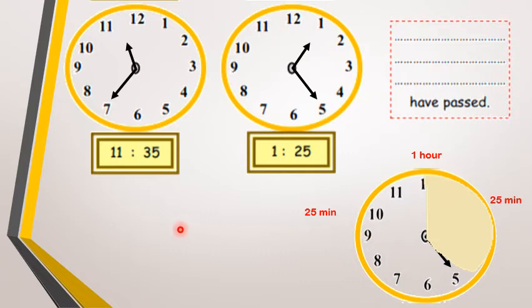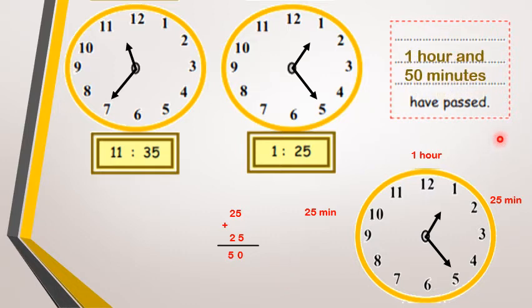So let's calculate the minutes passed. I will add 25 plus 25. 5 plus 5 is 10, so I put 0 and carry 1. 1 and 2 is 3. 3 plus 2 equals 5. So it's 55 minutes. Sorry, it's 50 minutes. So it means it's an hour and 15 minutes.